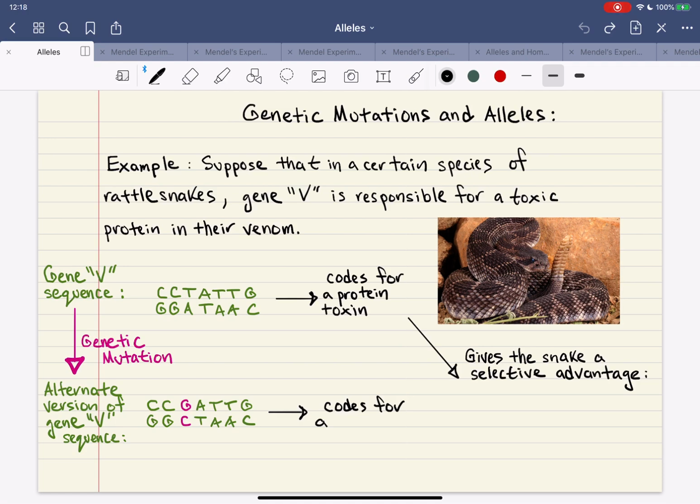Okay? So because of this mutation, we're now going to have basically a toxin, a protein in this case, that has a completely different wrong shape, and it's no longer a toxin. Okay? And that's not a good thing for our snake. Now it has the inability to kill its prey with a toxin.